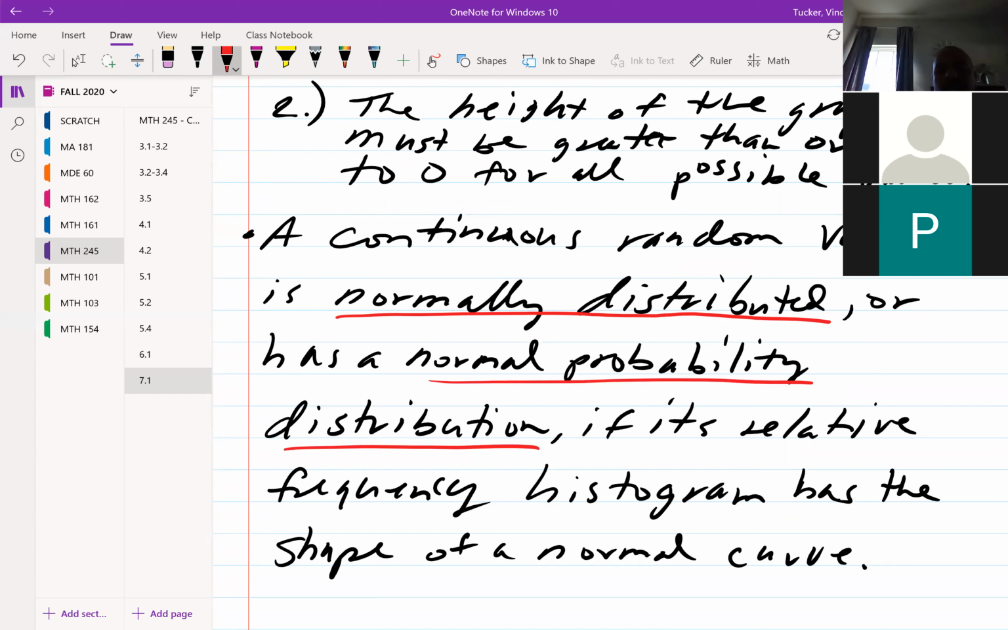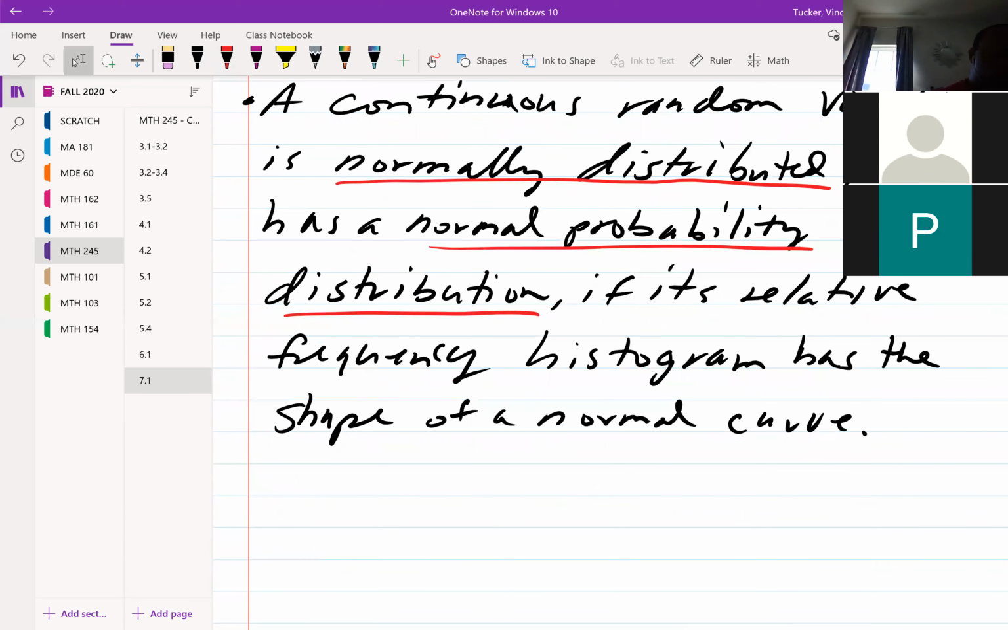All right, so a continuous random variable is normally distributed or has a normal probability distribution. Those two mean the same thing. If its relative frequency histogram has the shape of the normal curve. And that normal curve is that bell-shaped curve that I showed you earlier. So we'll look at that again.